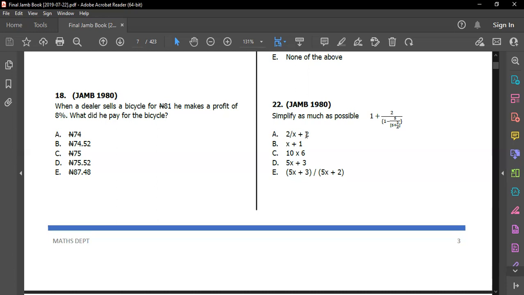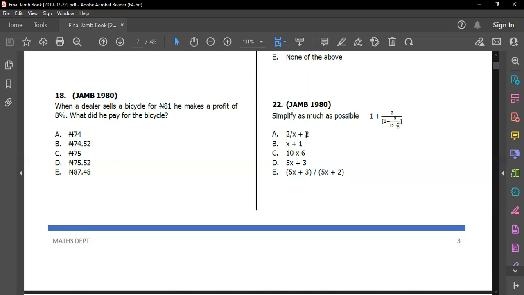So if you do what I asked you to do, this is over 1. So you can find the LCM. I'm going to solve in that order. X is the LCM. 1 in x is x. So x times 5 will give you 5x. So you have 5x plus, x in x is 1. 1 times 2 will give you 2. So you have all of these. You can now rewrite this as 1 plus 2 all over 1 minus 5 all over 5x plus 2 all over x. So you can deal with this.